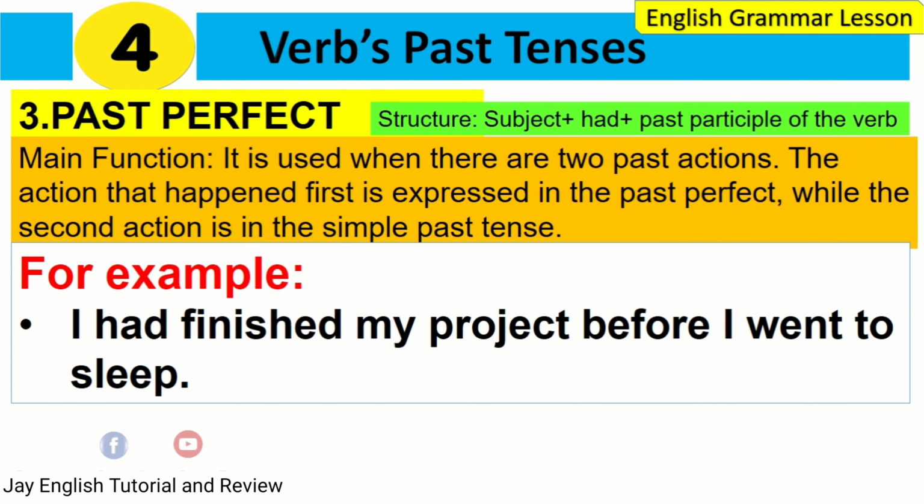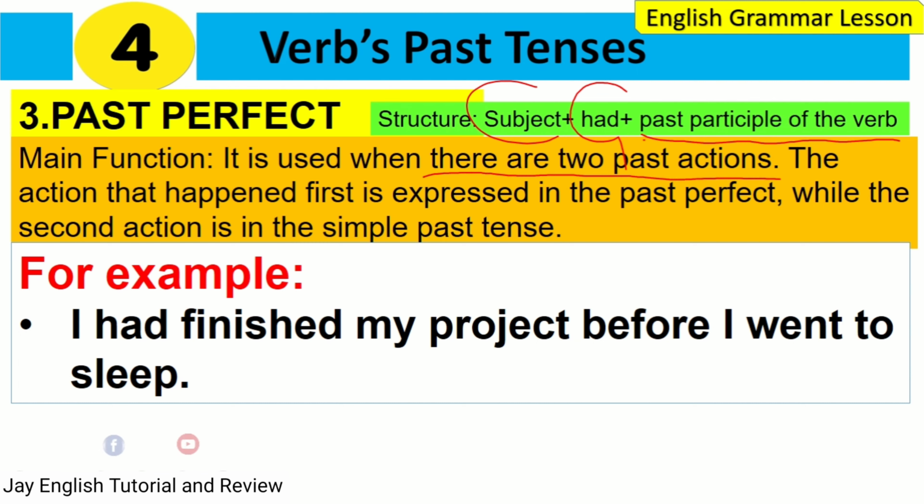Okay, let's move now to the past perfect. Okay, if we have present perfect, we also have the past perfect. Okay, structure. As always, we begin with a subject. Then we have here an auxiliary verb had. Then plus the past participle form of the verb. Okay, the main function of the past perfect is that it is used when there are two past actions.